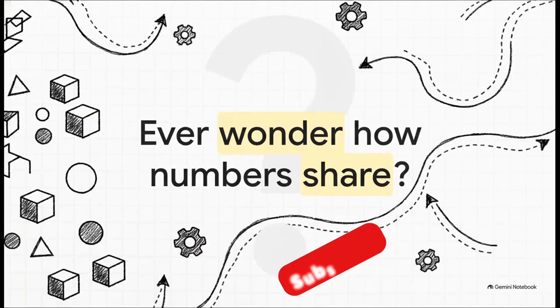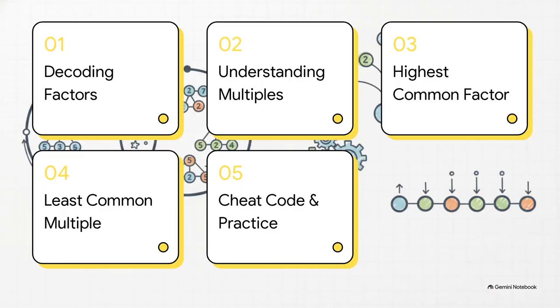Think about it for a second. Have you ever wondered how numbers actually find common ground? When we talk about math, we usually just think about adding things up or taking them away, right? But numbers actually have this whole hidden life. They have pieces that build them up and paths that stretch out in front of them. So today, we're going to look at the secret building blocks numbers use to share space and find alignment with each other. Here's our roadmap for today.